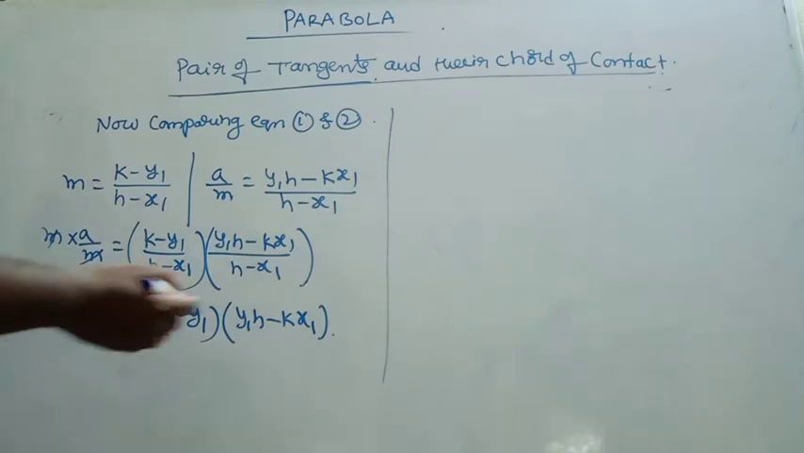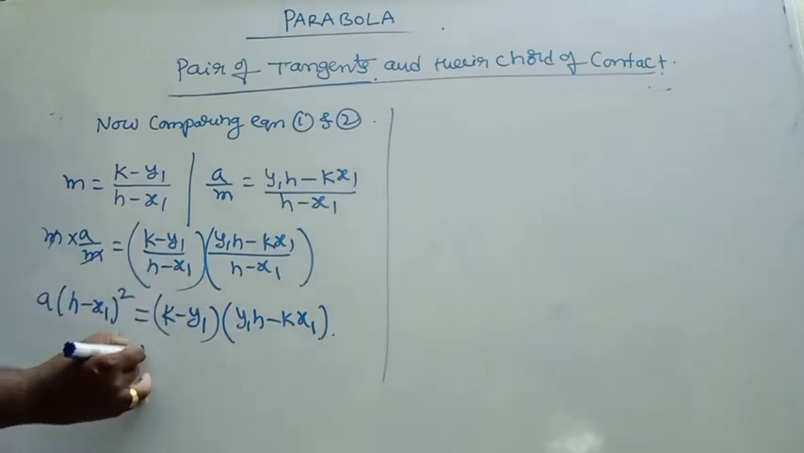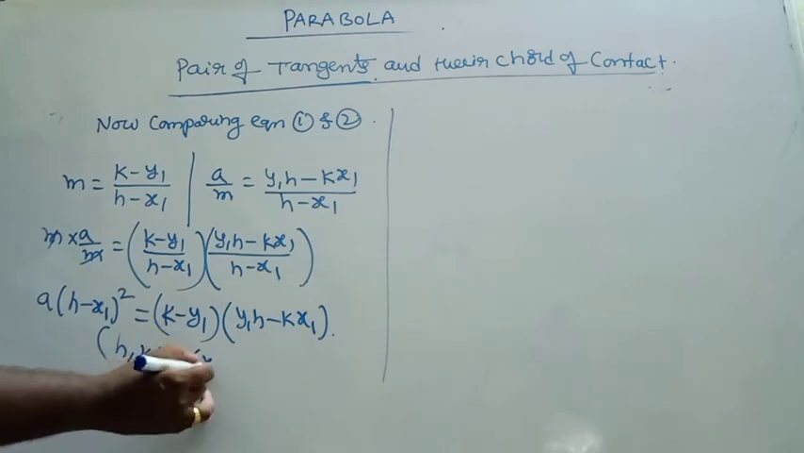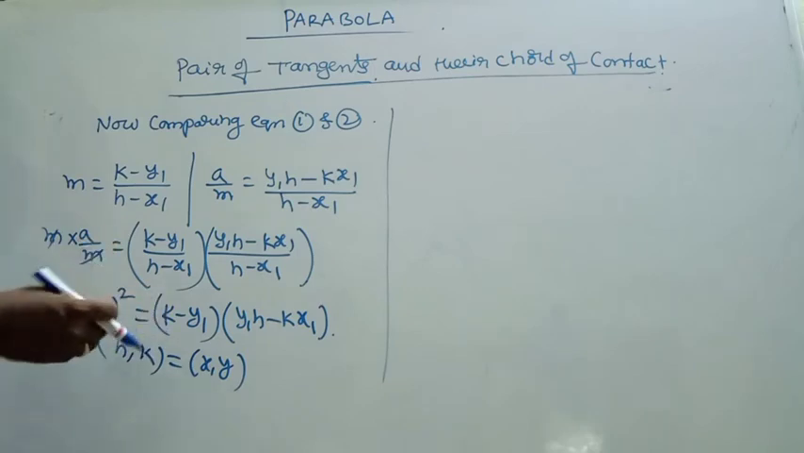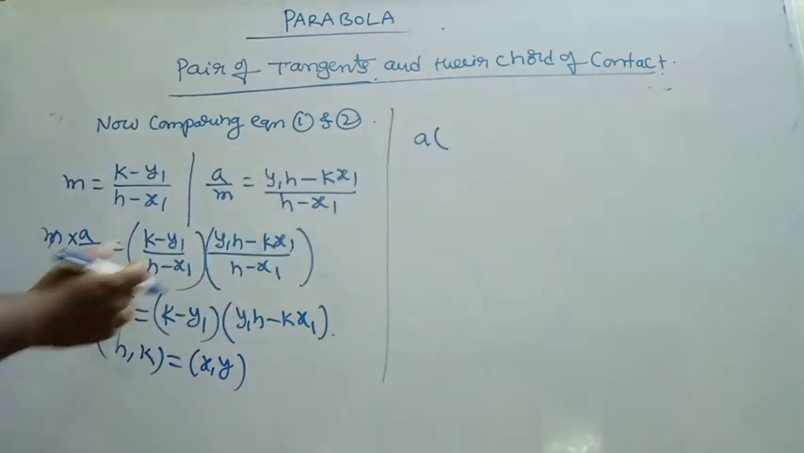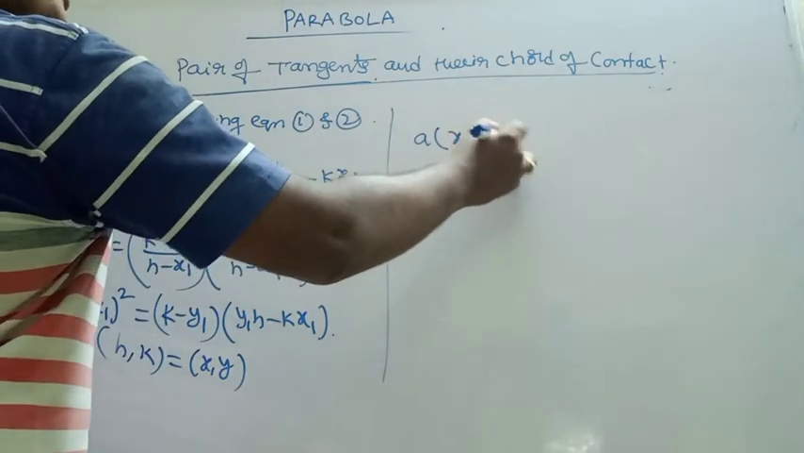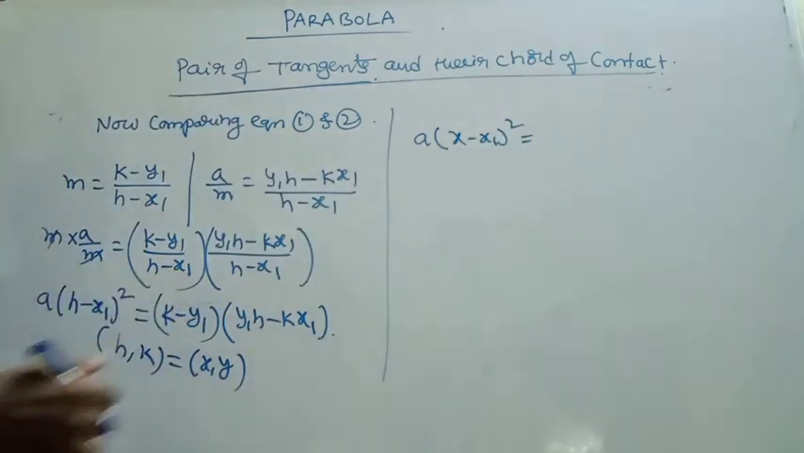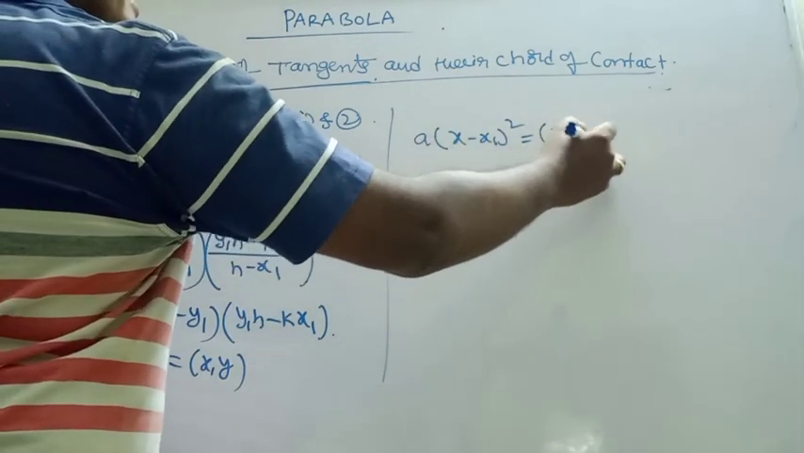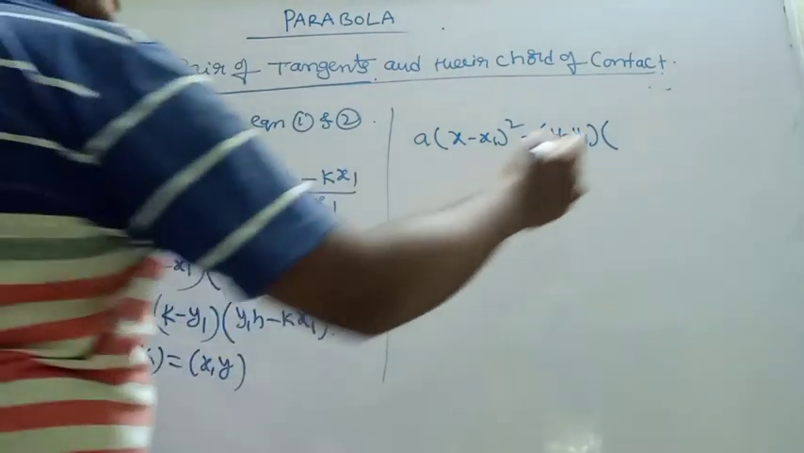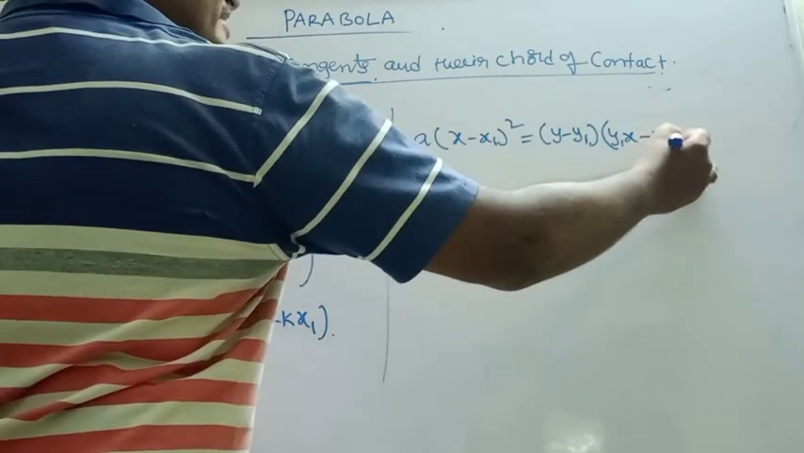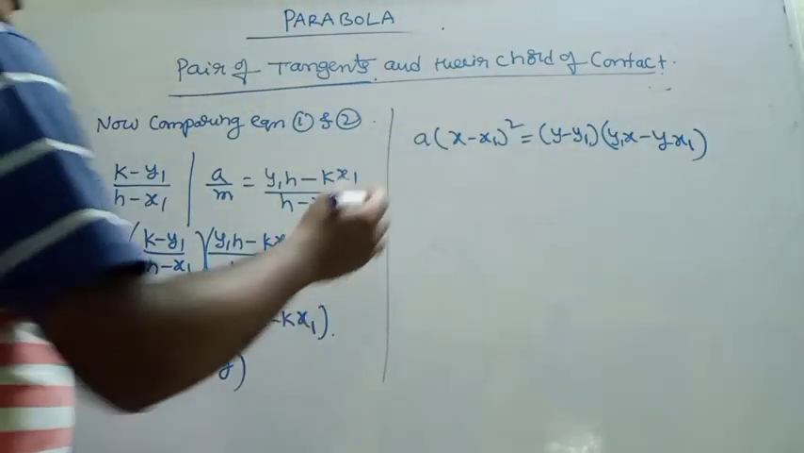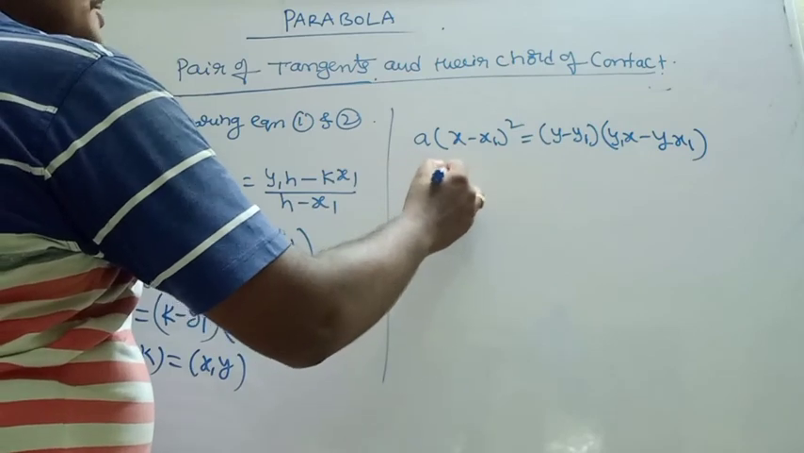Here h comma k is a general point. Now let us replace that by x comma y, because h comma k is a general point we have taken. Then you will be getting a into (x minus x1) whole square is equal to (y minus y1) into (y1 into x minus yx1). This if we simplify, we will get y square minus 4ax.